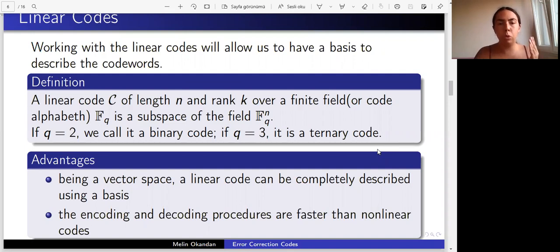Now, if q equals 2, we call it a binary code, and if q equals 3, we say that it's a ternary code. As I said, being a vector space is an advantage here because we can describe the linear code using a basis. What is more, the encoding and decoding procedures are faster than for nonlinear codes, which is an important factor because we will maybe use it for communication, and speed is important for us.